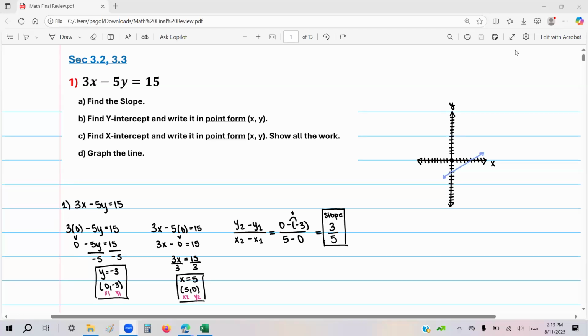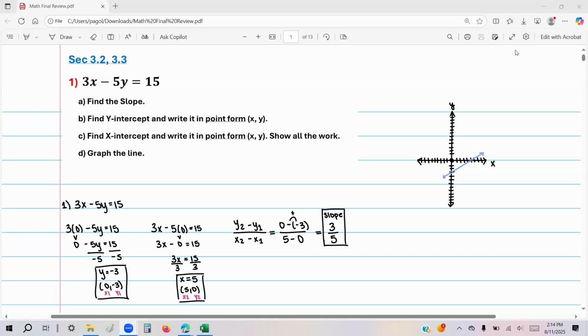To find the x-intercept, we need y to be 0. To find the y-intercept, we need x to be 0. So whatever you're finding, the other variable has to be 0. Here we are finding the y-intercept first. So x is 0. So we have -5y = 15. Divide both sides by -5 and y = -3. But the final exam requires you to write in point format. So y is -3 and x is 0. (0, -3).